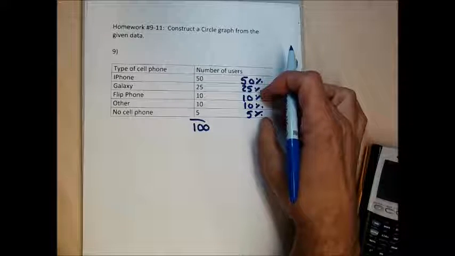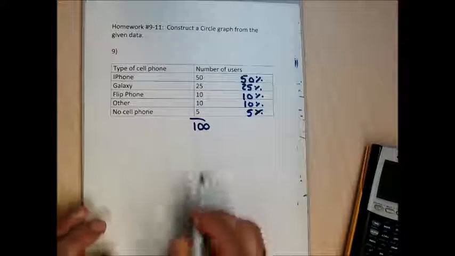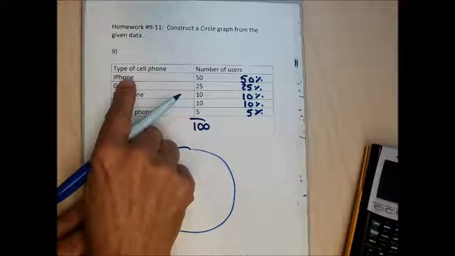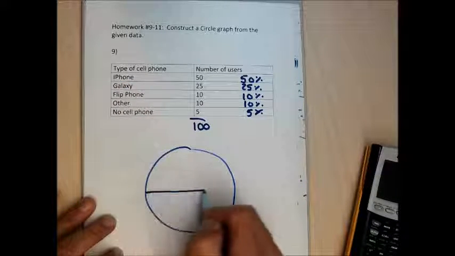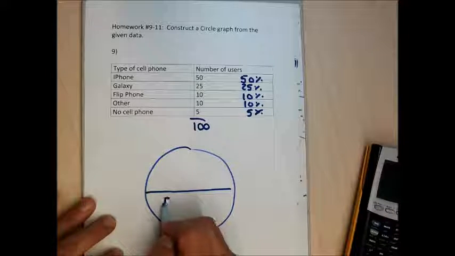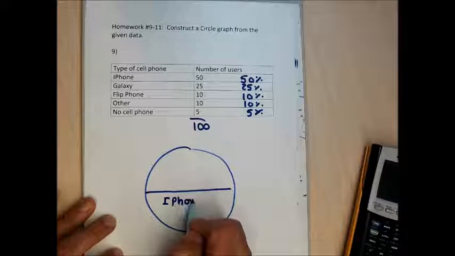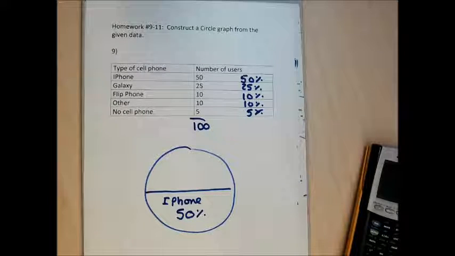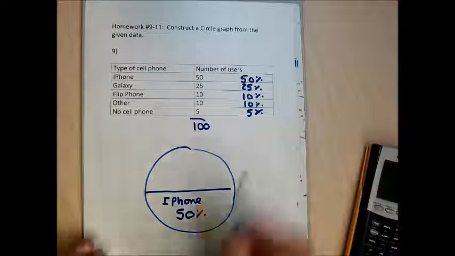So I'm just going to have to wing it. And again, I'm not going to try to be that accurate. So there's my circle. First thing I'm going to put in is the iPhone. It doesn't matter where I put it, but I should be able to make a pretty decent approximation of 50% of the graph. There's my iPhone. That's an easy one to get in.